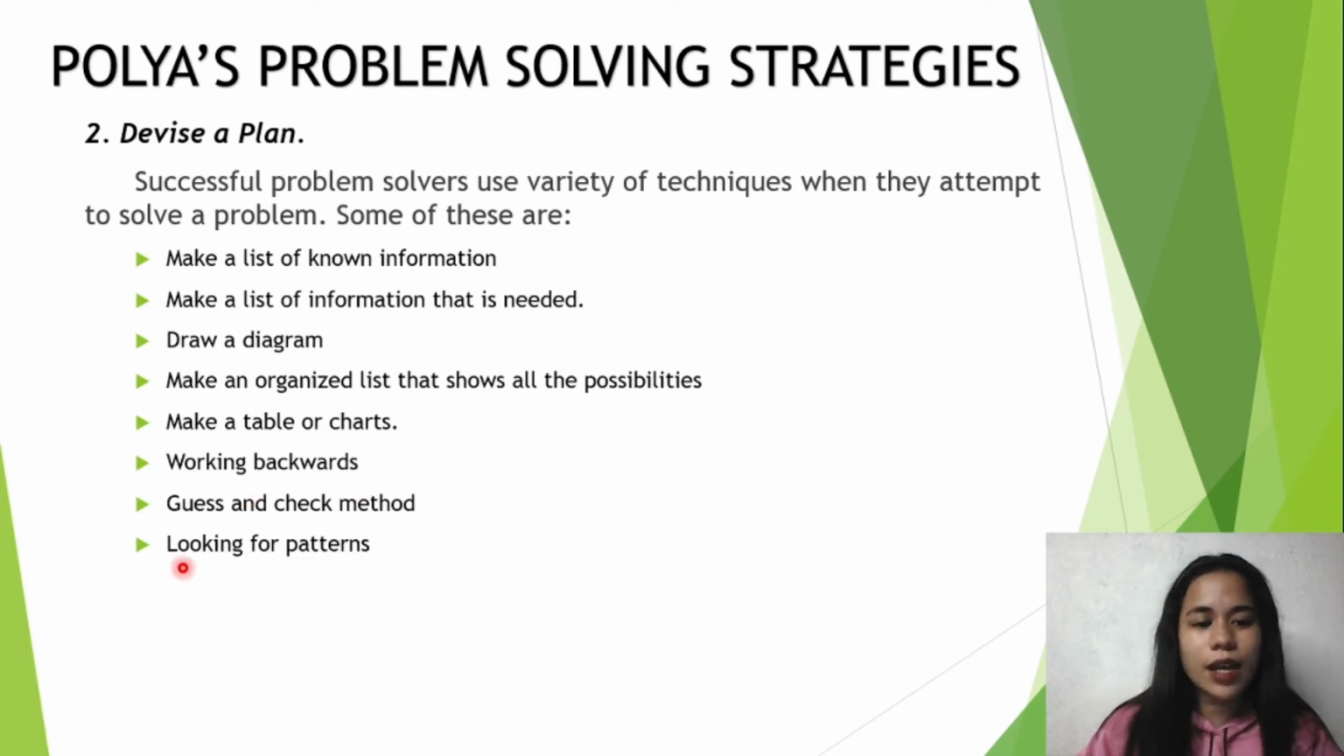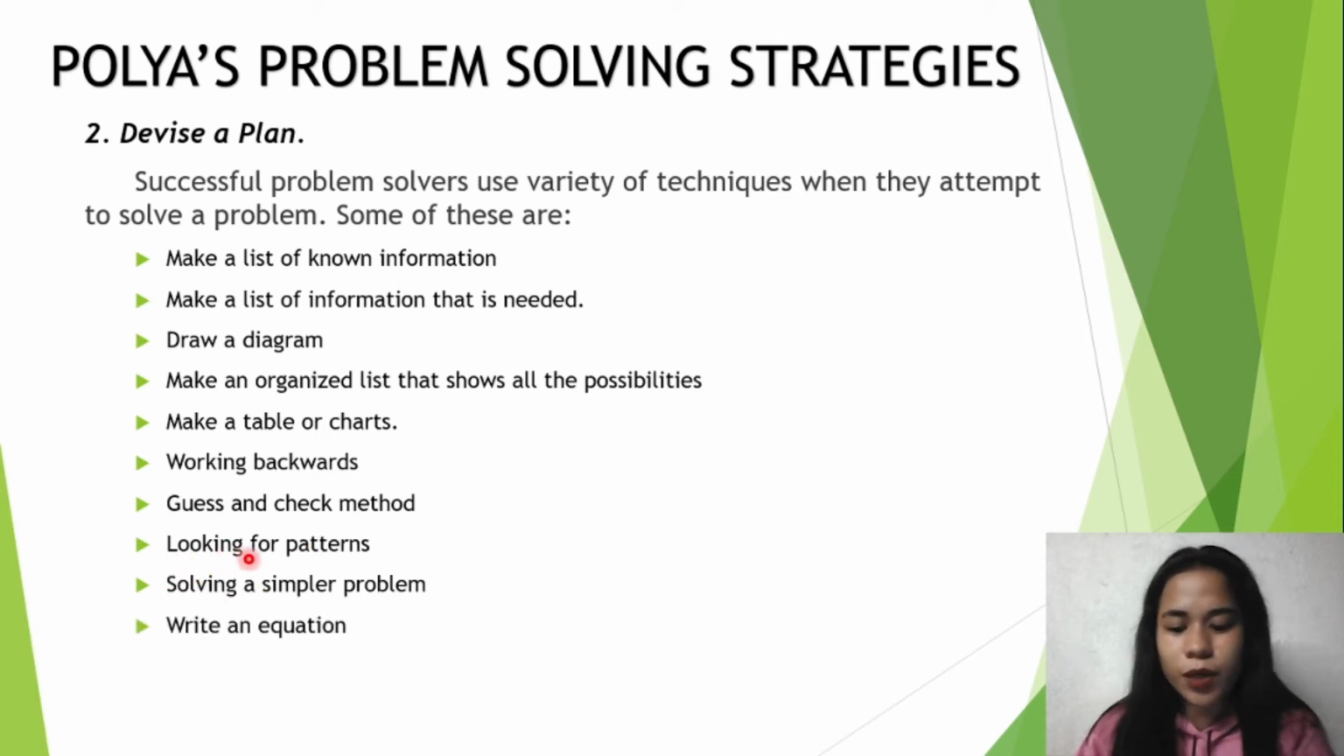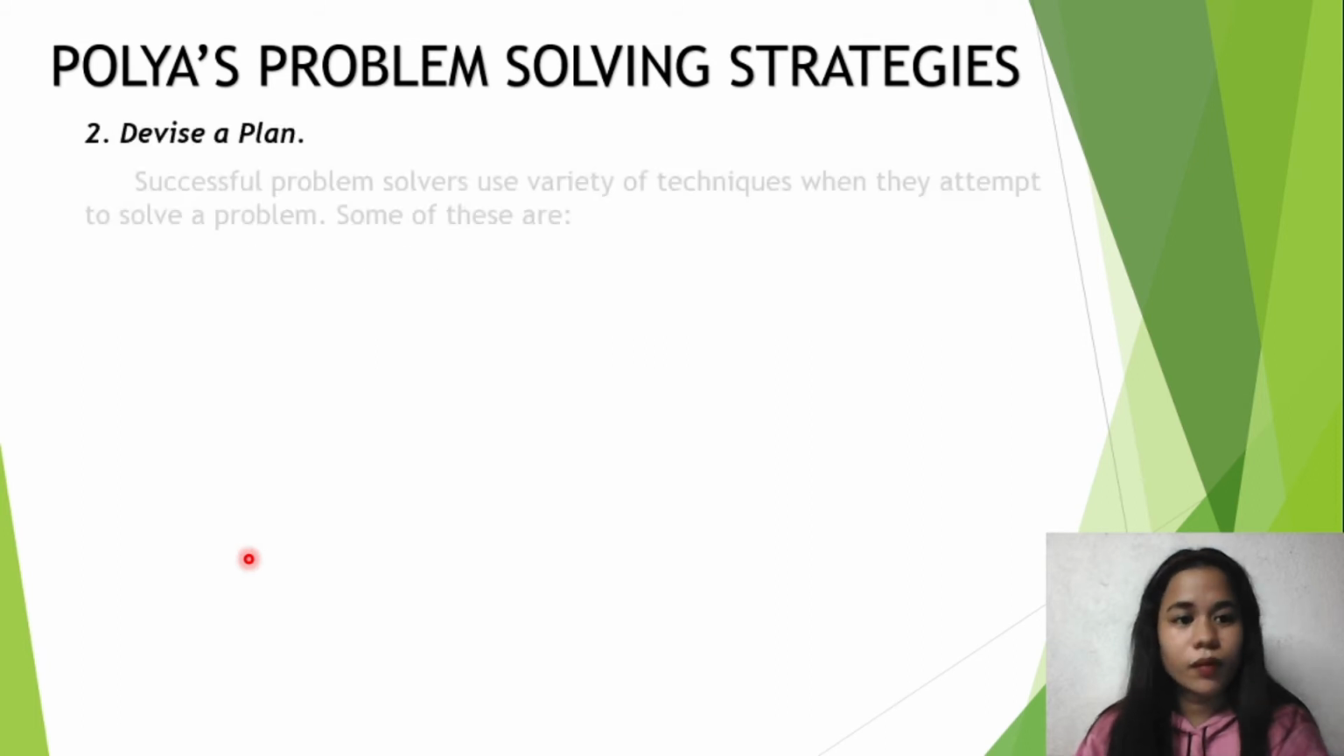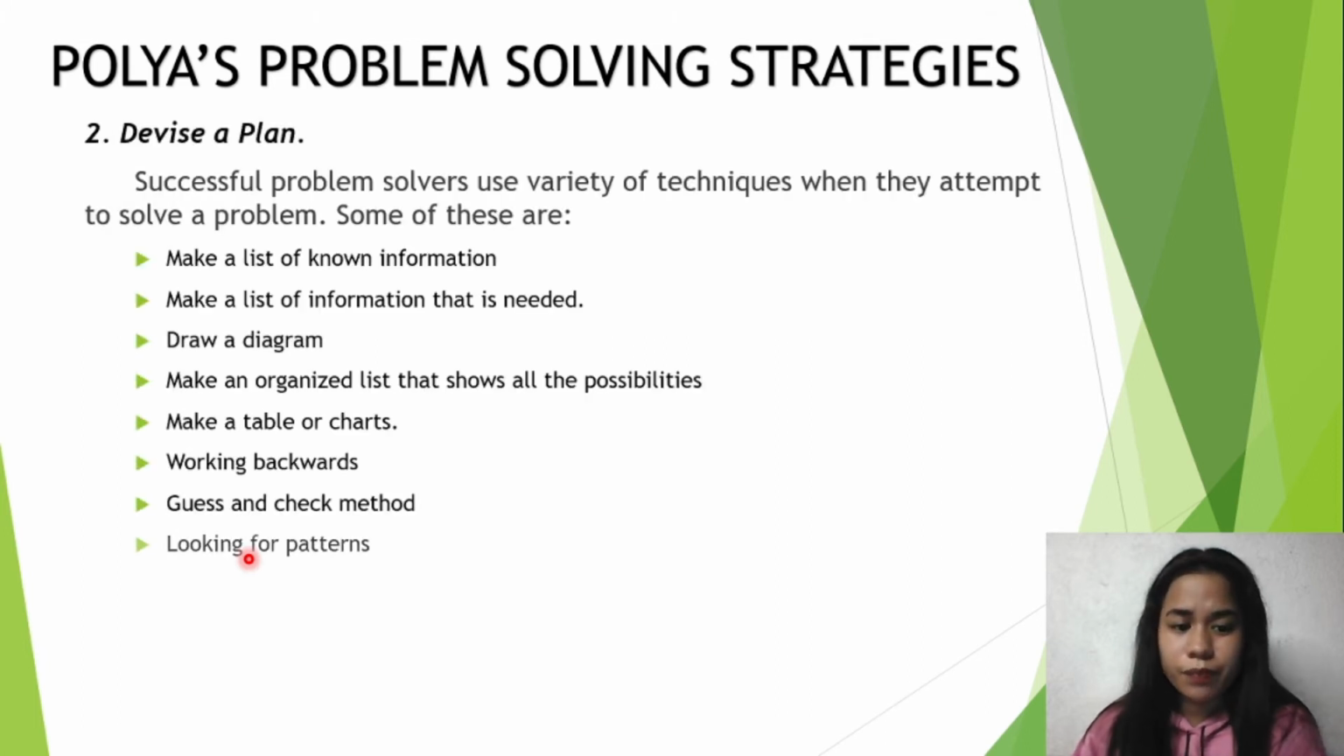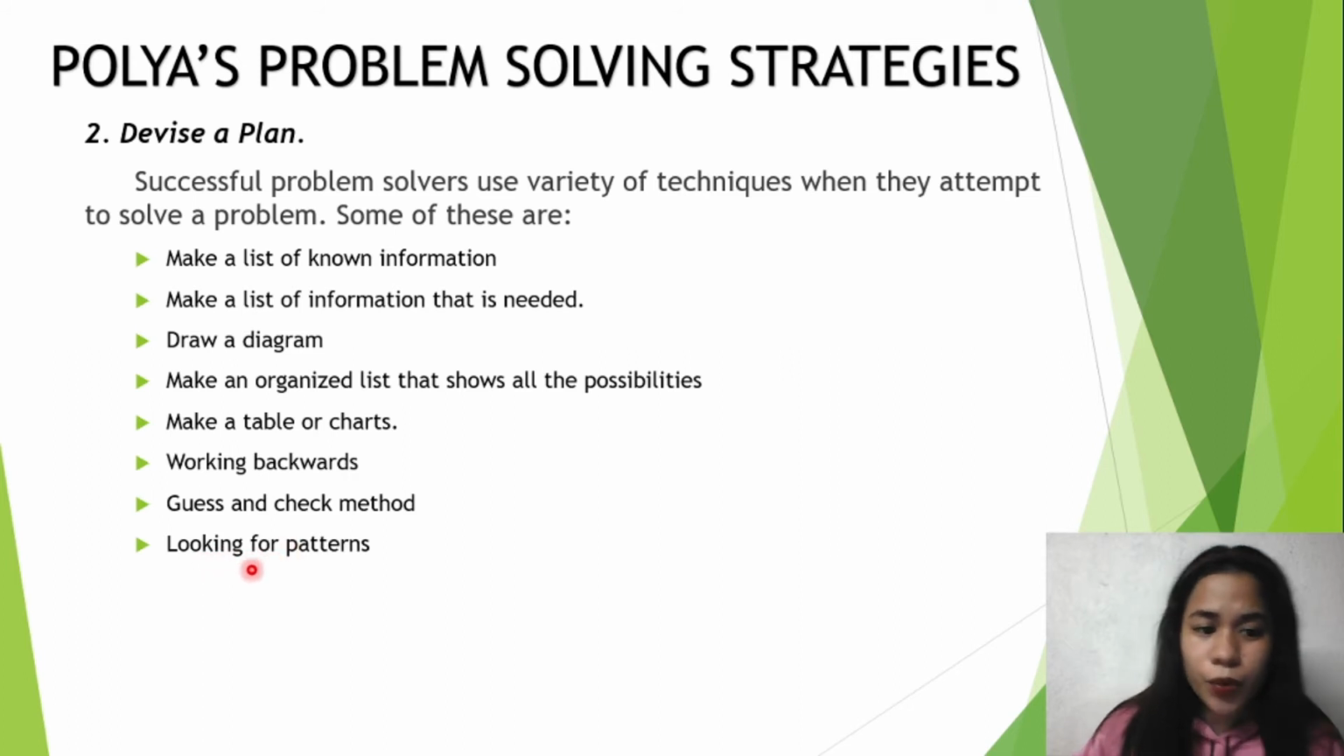And last, and another technique is looking for a pattern. So in looking for a pattern, kailangan natin alamin kung ano ba yung pattern doon. At yun yung ginawa natin, di ba, sa discussion natin about sa inductive reasoning, that we look for a pattern para ma-solve natin or mahanap natin kung ano yung unknown doon sa problem. And solving a simpler problem.